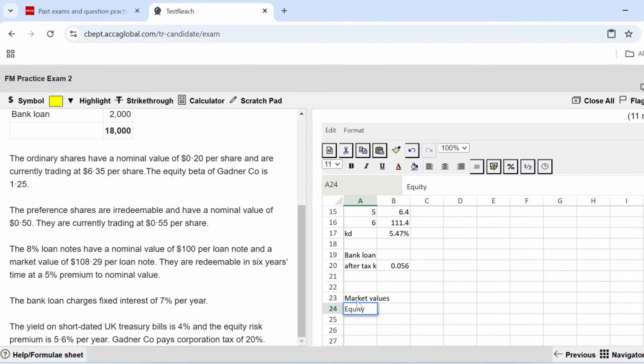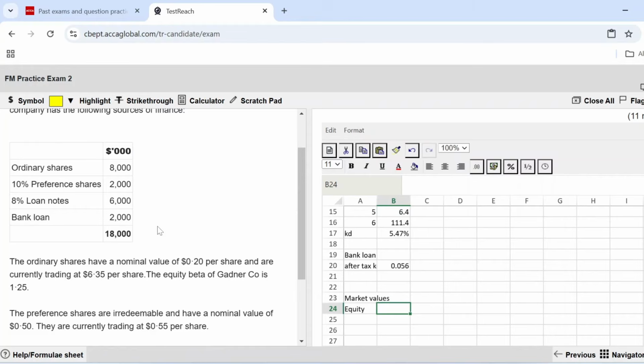So the normal equity is supposed to be, let's have a look, 6.35 is the value of one share, and how many number of shares do we have? So for number of shares, we have a very simple formula. Whatever is your total value according to the books, which is 8,000, and then that needs to be divided by your nominal value of one share. So then it is going to be 0.2, which is the nominal value given to us right over here.